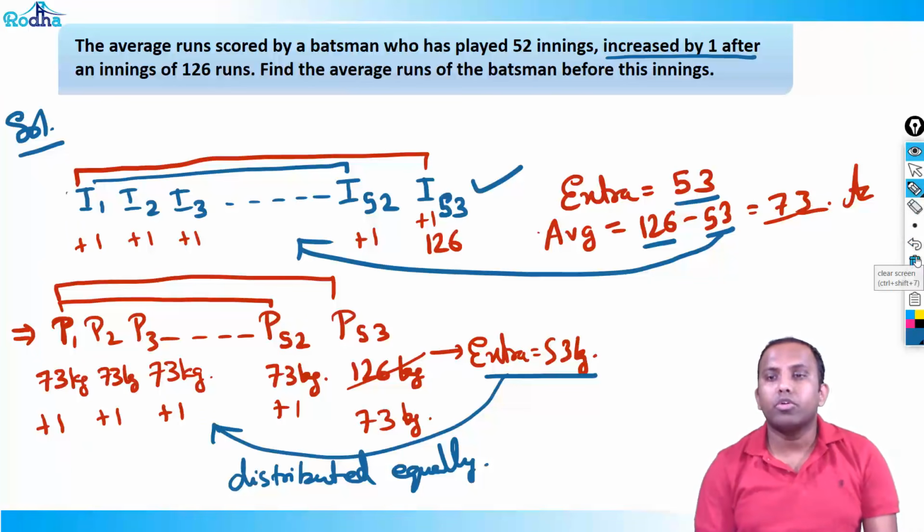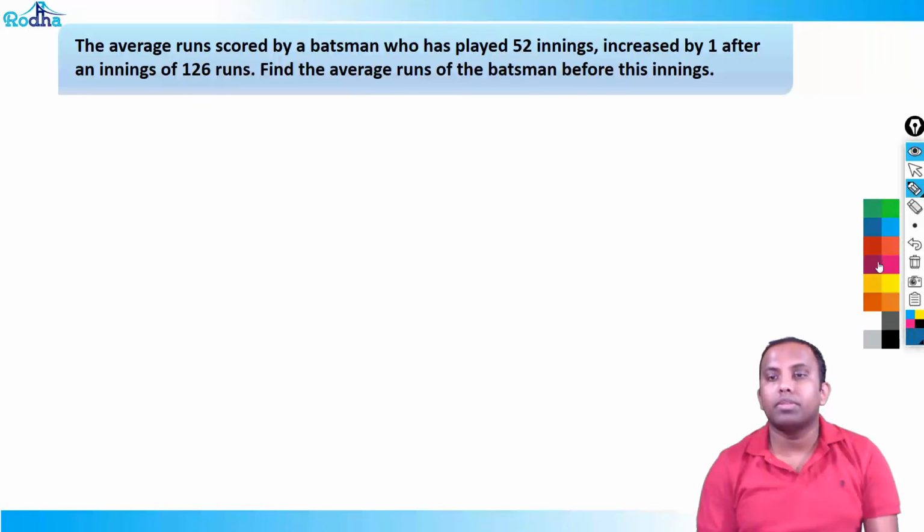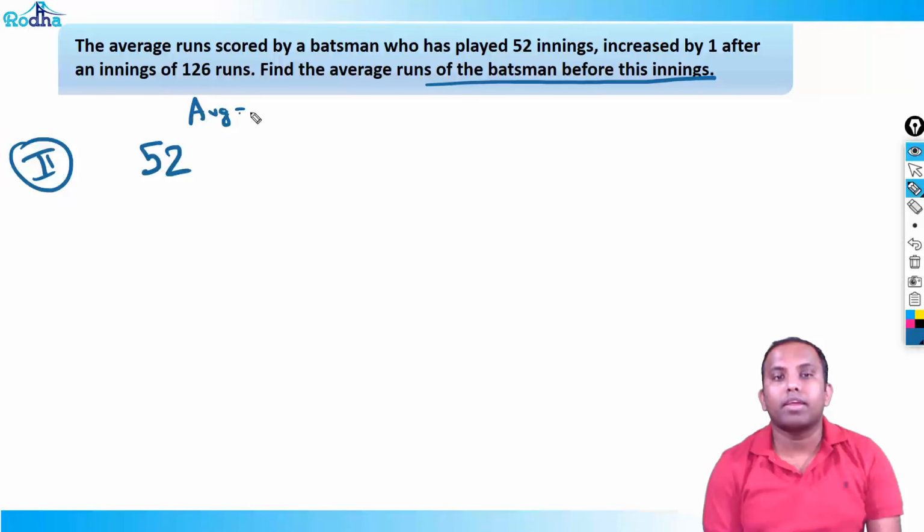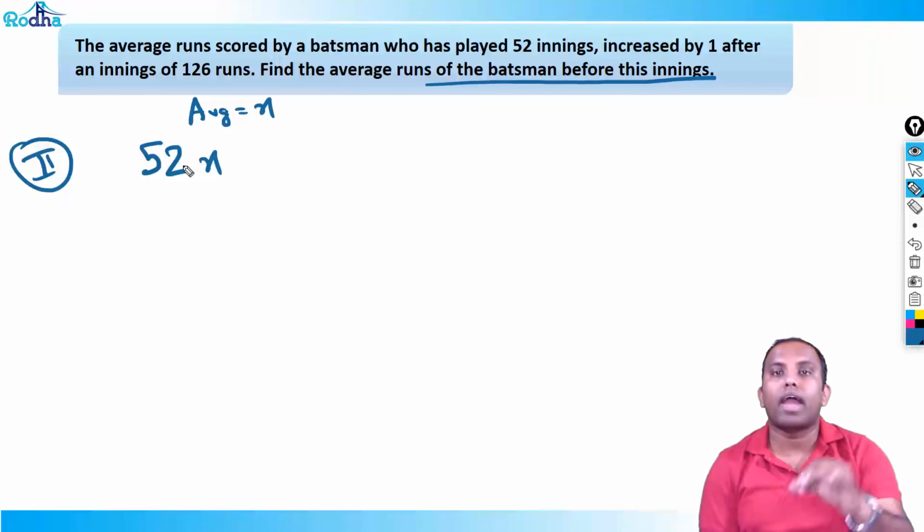Now we can make an equation also, no issue. If you want, I'll show method 2. I want the average runs of the batsman before this inning. So let's say before this inning, that is in 52 innings, the average runs of the batsman is X. So what is the total run? 52X. Sum is average into N.